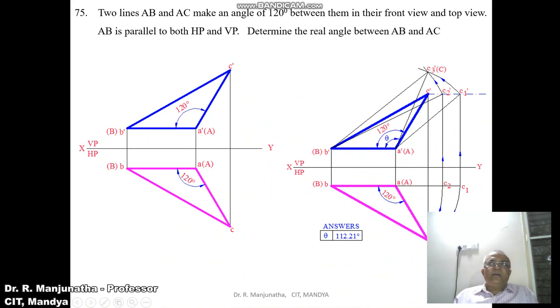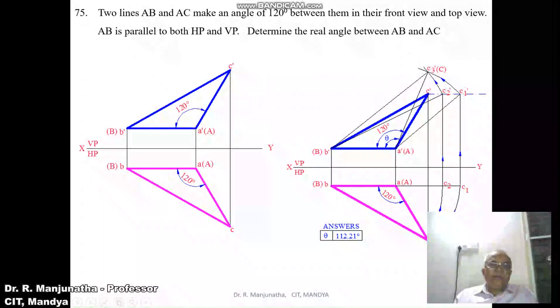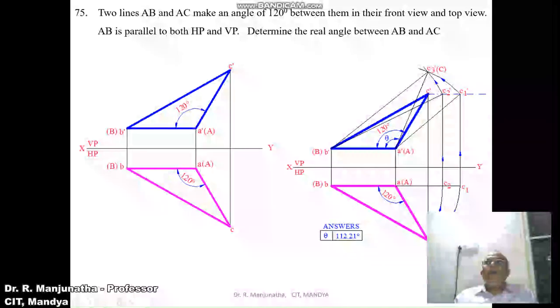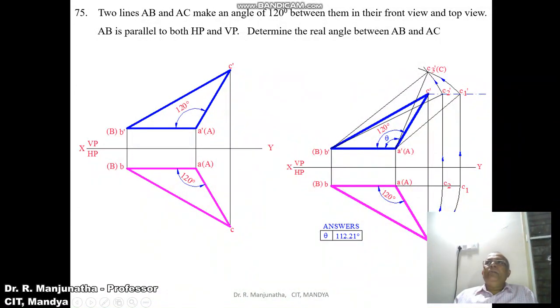So it is also a case of a line inclined to both HP and VP. Therefore, we are not able to write the capital C here. So now what we want is first to determine the real angle between capital AB and capital AC. That means we need to find out the true inclination of all these lines. But to find the true inclinations of all these lines, first we should have the true length.